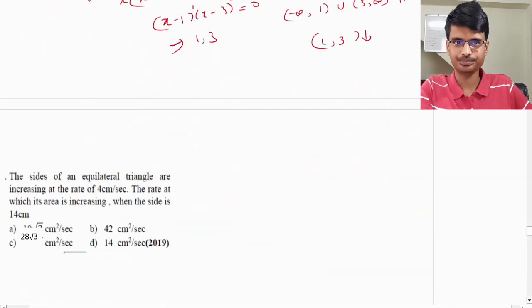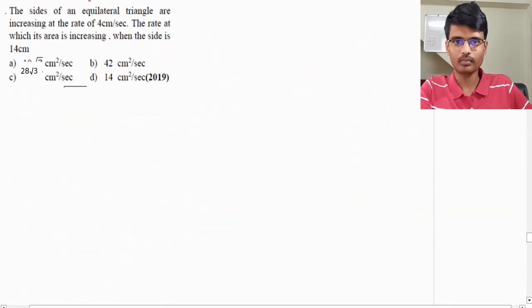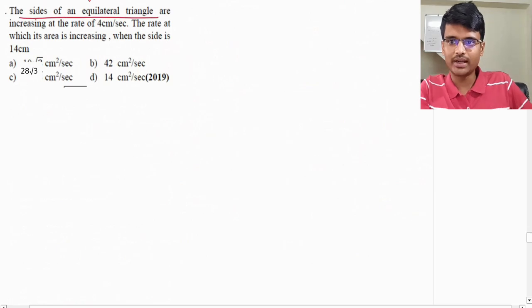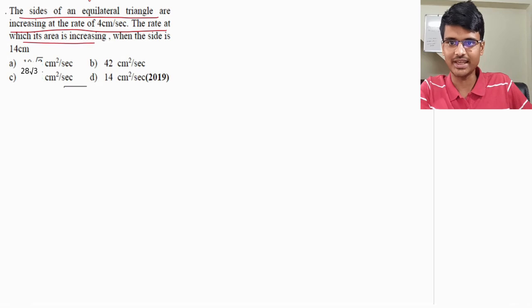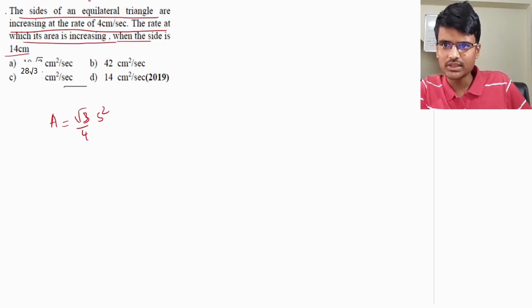Okay, moving on. The sides of an equilateral triangle are increasing at the rate of 4 centimeter per second. The rate at which its area is increasing when the side is 14 centimeter. Okay, what is the area of an equilateral triangle? Anybody remembers the formula? Root 3 by 4 s^2, if s is the side. Okay, they have given us that the side is increasing, so it is positive.